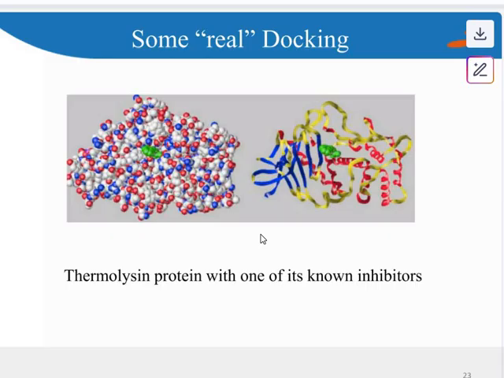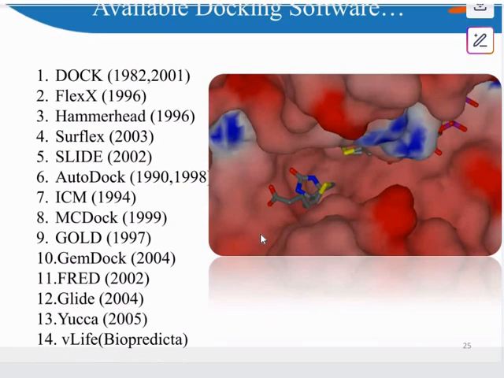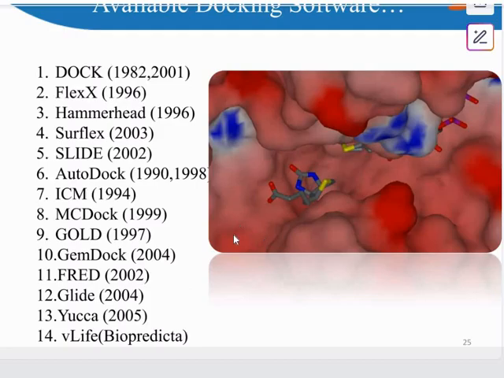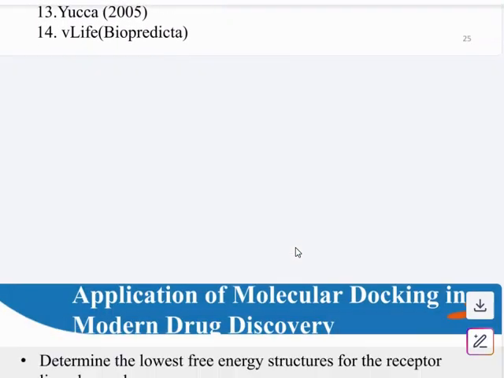Some real docking: thermolysin protein with one of its known inhibitors. So available docking software like DOCK, FlexX, and these all are the available software.